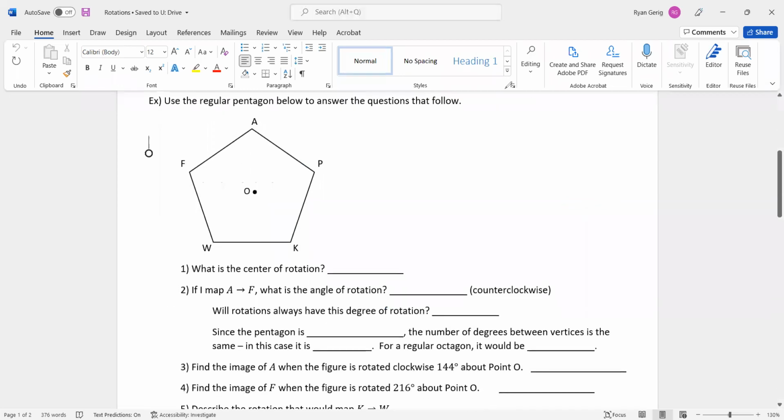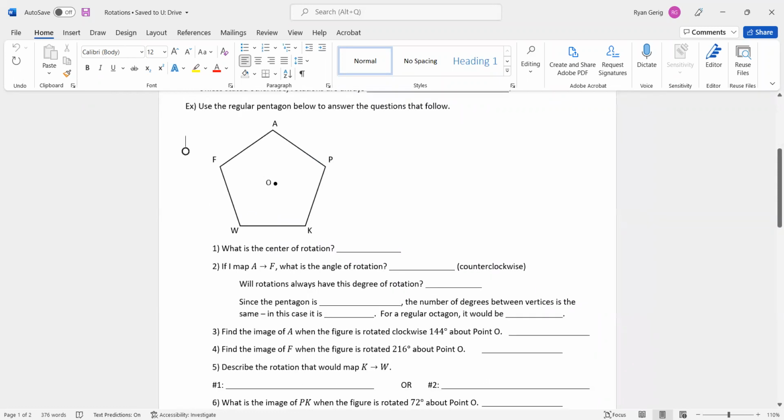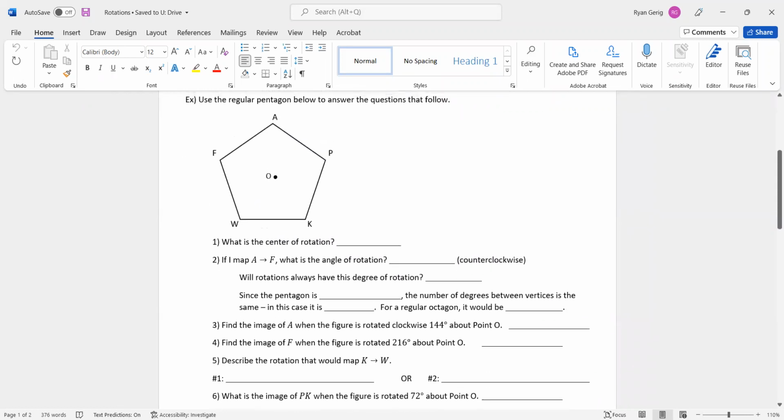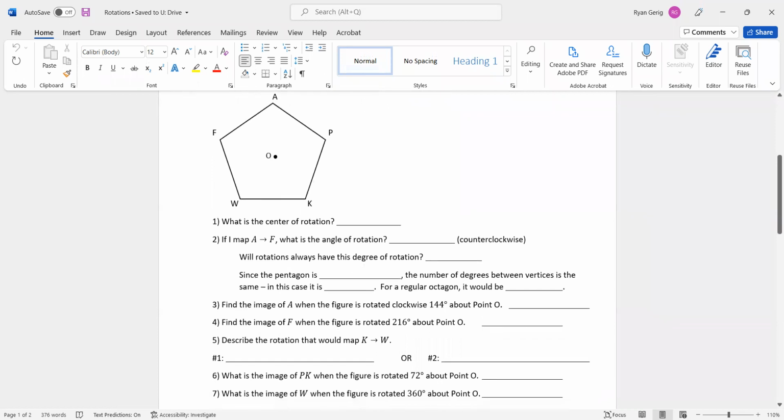All right, so here we have a regular pentagon. Minimize this a little bit so you can see everything. Okay, I told you it's a regular pentagon, so here we go. What is the center of rotation? That should not be the hard part at all. That is just point O. Okay. If I map A to F, what is the angle of rotation?